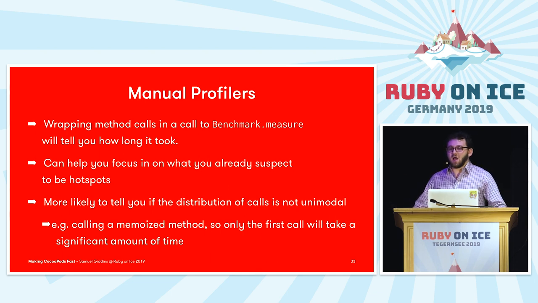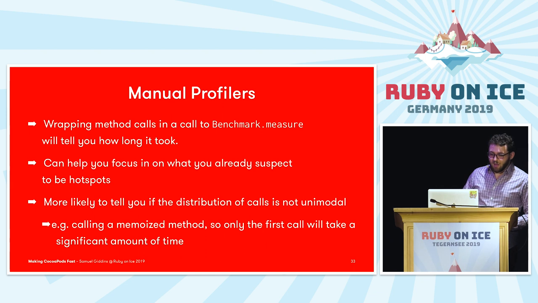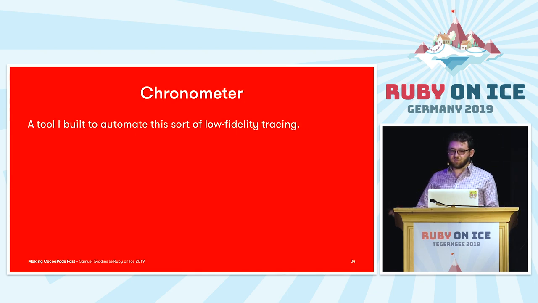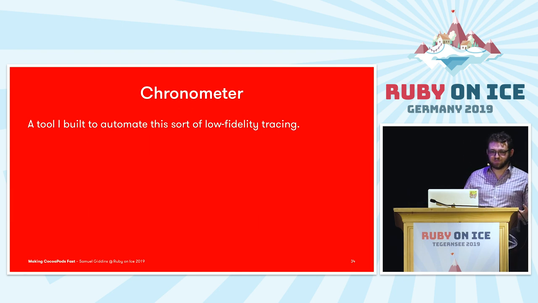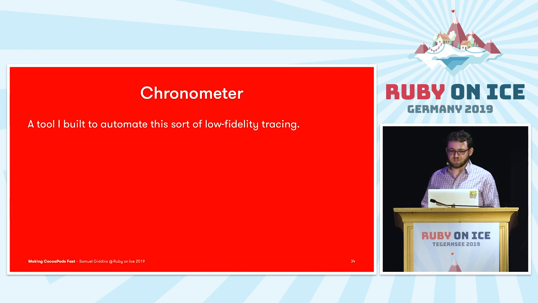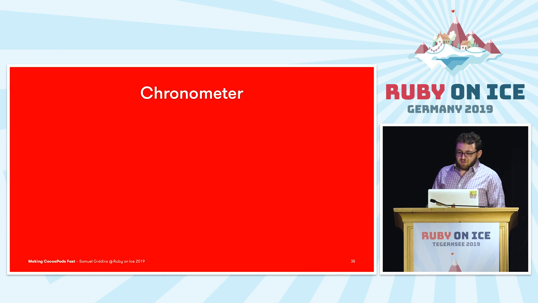So I really obviously like this approach, and being very lazy, I decided I would build a tool to make not building a tool easier. So I called it Chronometer, mostly because I was searching for things that had time-related names available on rubygems.org, and this was all I could find.